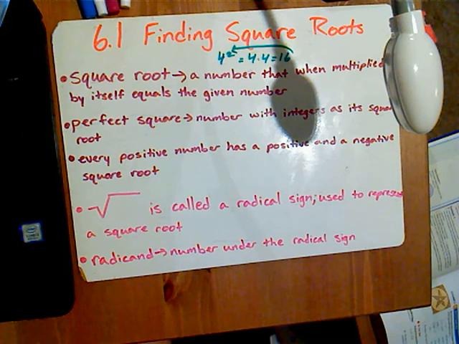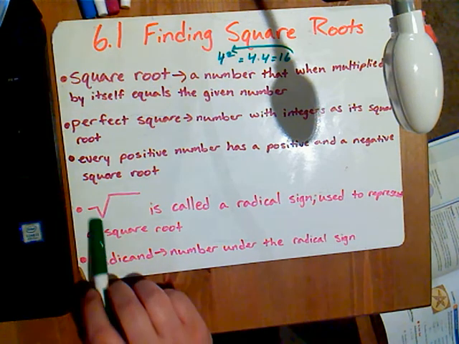A perfect square is a number with integers as its square root. So that would be whole numbers. Every positive number has a positive and a negative square root. So all positive numbers are going to have a positive and a negative square root.